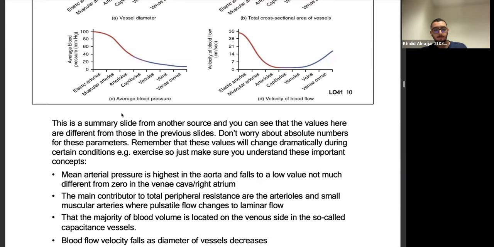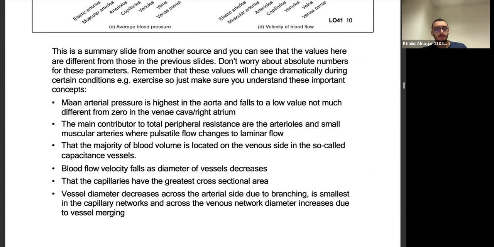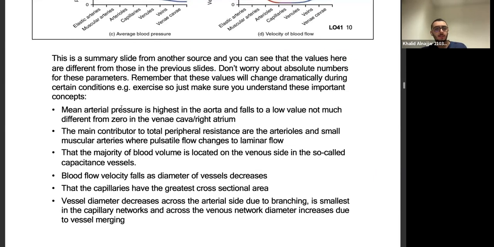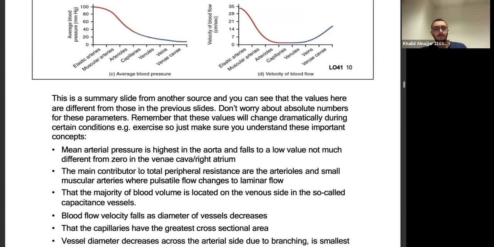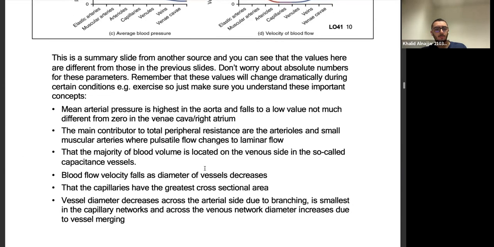Hope it makes sense. If I want to go over the points that the doctor mentioned here, mean arterial pressure, which is this graph, is highest in the aorta and falls to a low value, as much as 0, in the vena cava and the right atrium. I went over them all, by the way.